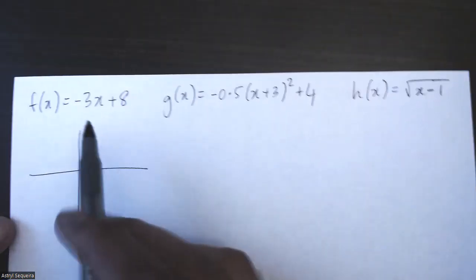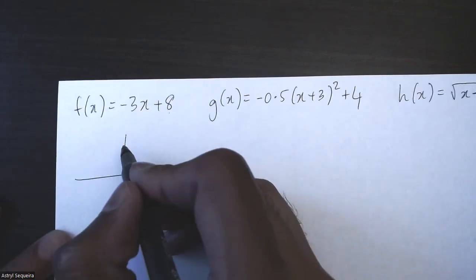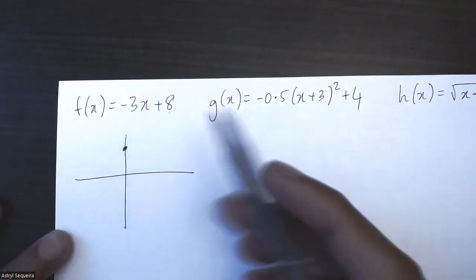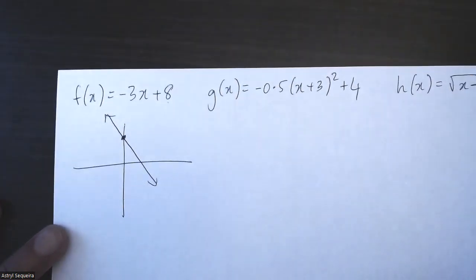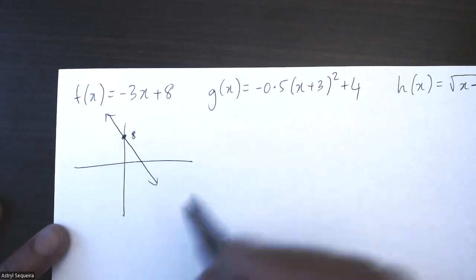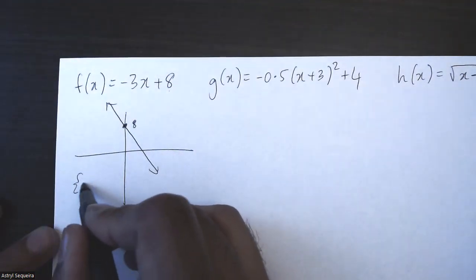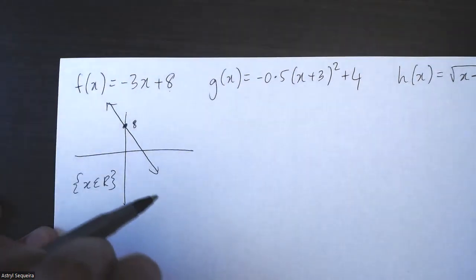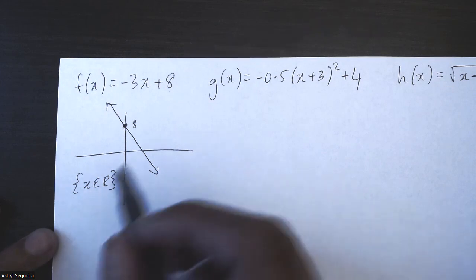We know that this first function over here is a linear function. The y-intercept is positive 8, and the slope is negative 3. So it looks approximately like that. And you can tell that the domain is all real numbers because as we go towards the left, it goes towards negative infinity. As we go towards the right, it goes to positive infinity. So there are no restrictions.